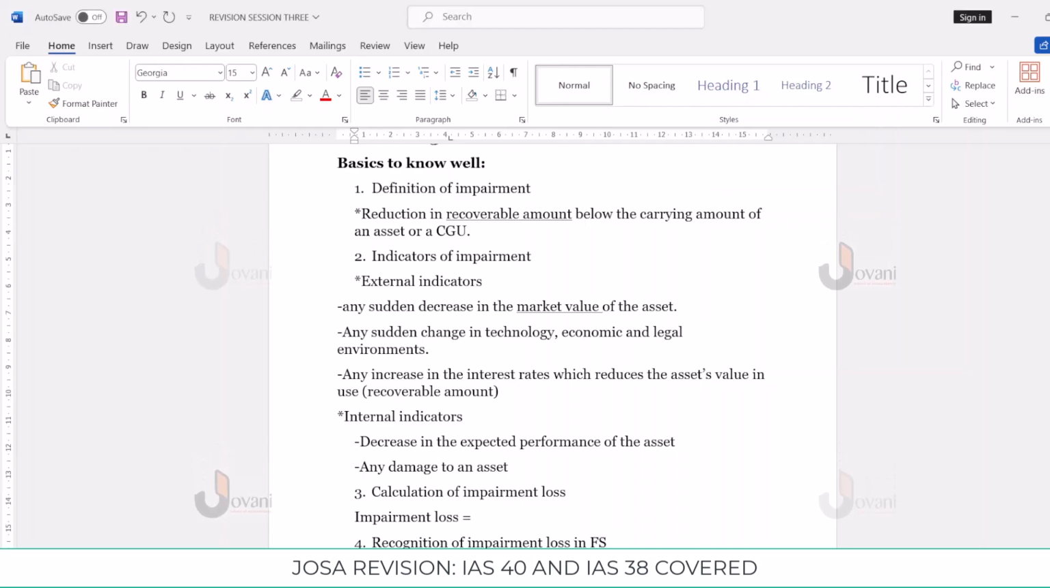I think when we get to the recoverable amount, we take the higher of the value in use and the fair value less cost to sell. Yes. Recoverable amount equals the higher of fair value less cost to sell and value in use.